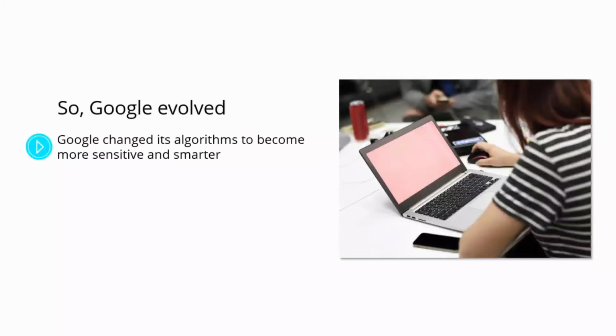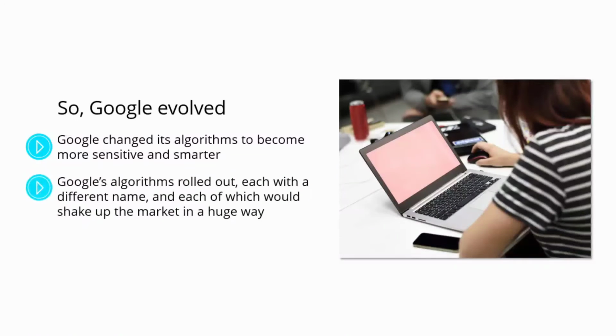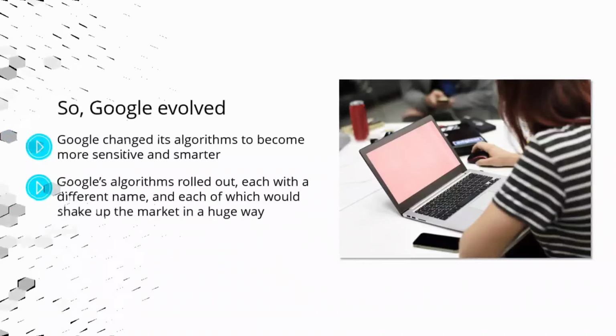Now, if Google detects attempts to game the system, it can penalize content that was designed to trick Google, and that wasn't offering any quality in return, and it could ensure that only the best quality got to the top. Google's algorithms rolled out, each with a different name, and each of which would shake up the market in a huge way. For example, all Google's updates and what they mean for a good SEO strategy.